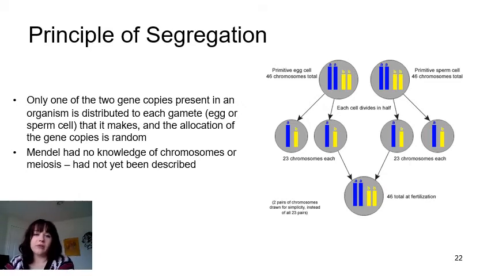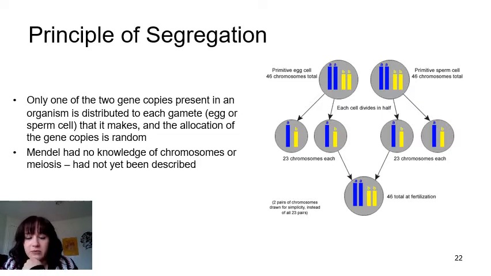So an important principle that Mendel revealed was the principle of segregation. Some of these may seem like, well, duh, but they had to be proven, right? The principle of segregation is that when you have a fertilized embryo, it is diploid, it's received one copy of the gene from one parent and one from the other parent. Basically, only one of the two gene copies present in an organism is distributed to each gamete.